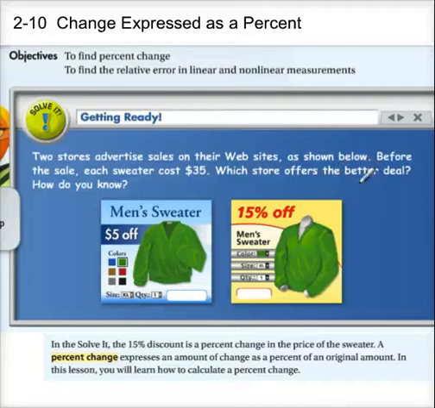Lesson 2-10, change expressed as a percent. So we're still doing proportions, we're still talking about percents, but now there's going to be some type of change that you'll have to express as a percent.